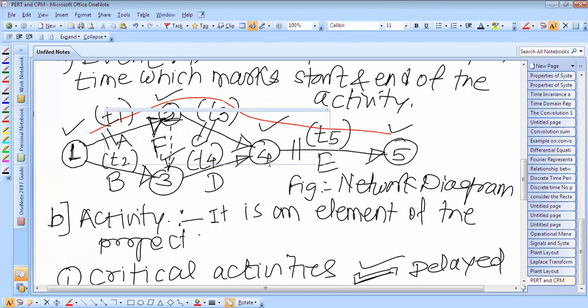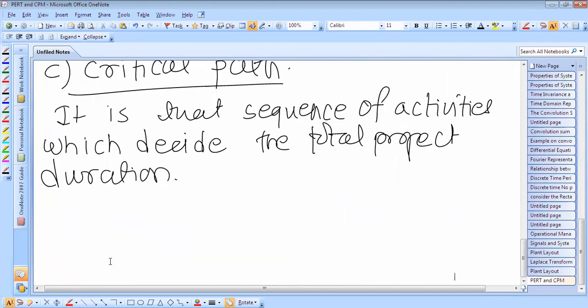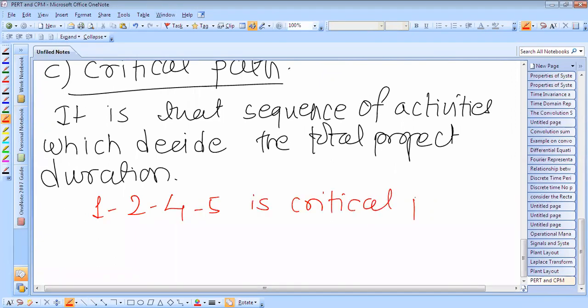So path number 1, 2, 4, 5. So 1, 2, 4, 5 is the critical path. Therefore we can write here: 1, 2, 4, 5 is the critical path.